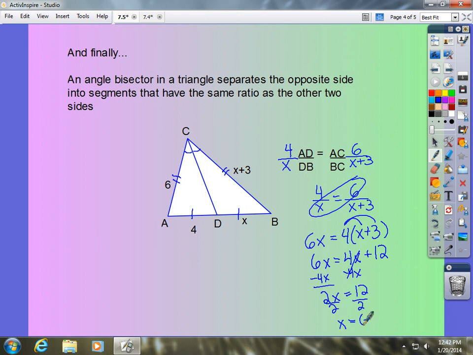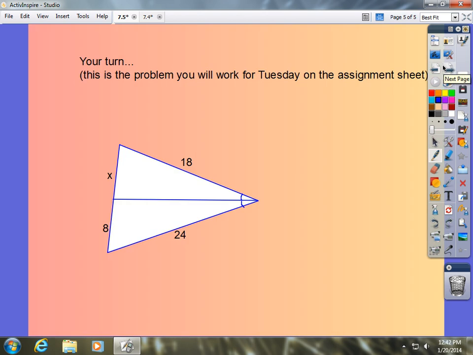Pretty easy. And now it's your turn. This is the problem you're going to work on Tuesday's box on the assignment sheet. Okay, we have our x here. We want you to find it using what we just learned about angle bisectors. Set it up as a proportion. You can set it up as this side over this side equals this one over this one. And as always, good luck.